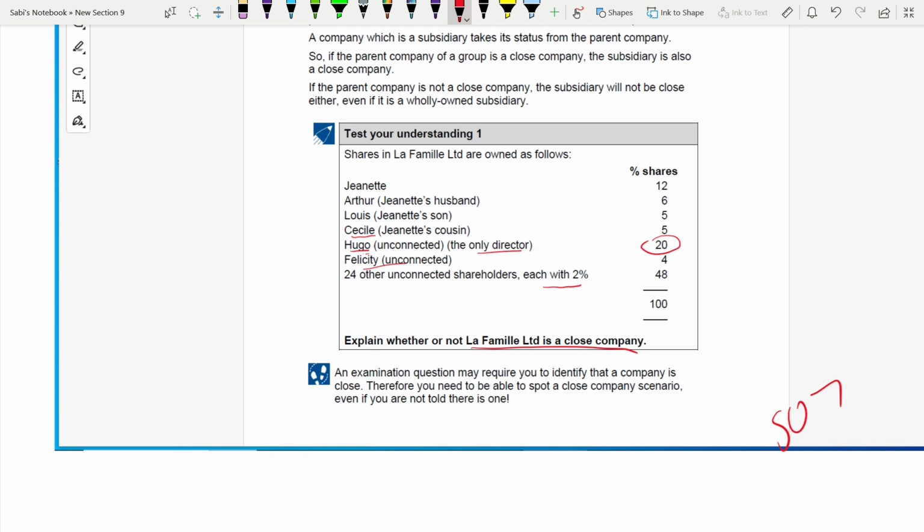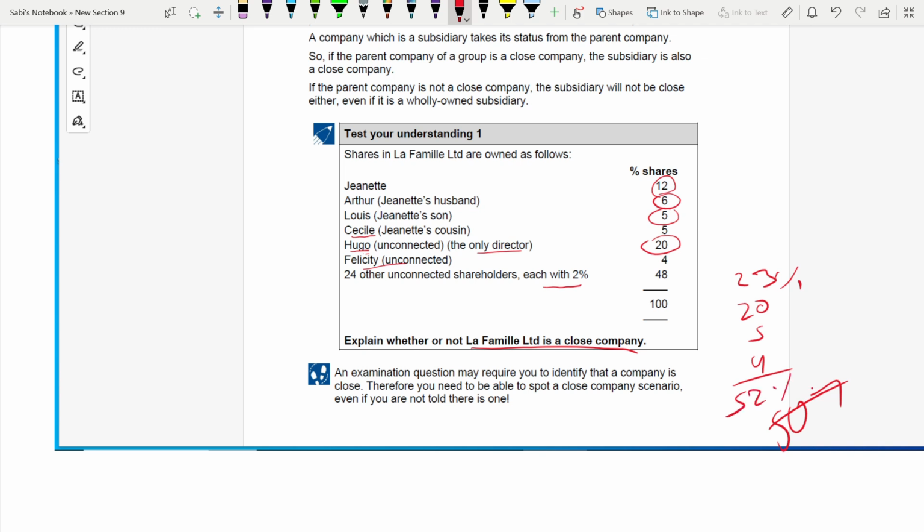Okay, but if it was controlled by 5 or fewer, we have to add the associates. That means with Janet's 12%, we'll add her husband, an associate, 6%, and Louis, her son, 5%. So 12, 6 and 5 adds up to 23%. You have to take Hugo's 20. Next, we are taking Janet's cousin, 5, and Felicity, 4. So if we're adding up all the 4, it adds up to 52.